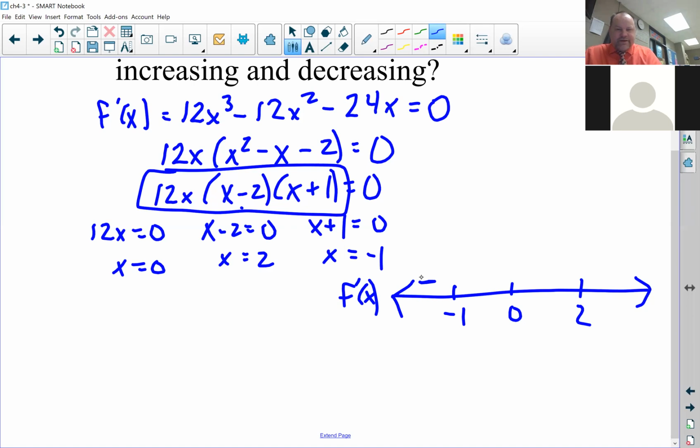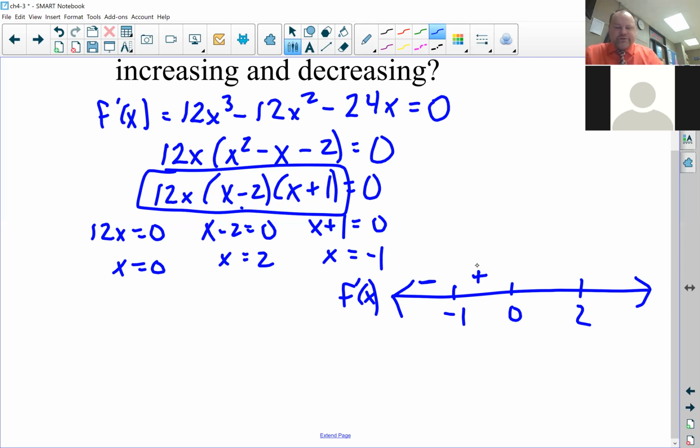Then I'm going to take a value between -1 and 0, like -1/2. Again, plug it in. If I plug in -1/2, my first factor is negative. My second factor is negative. My third factor is positive. So again, I have a negative times a negative times a positive. So that product is positive.